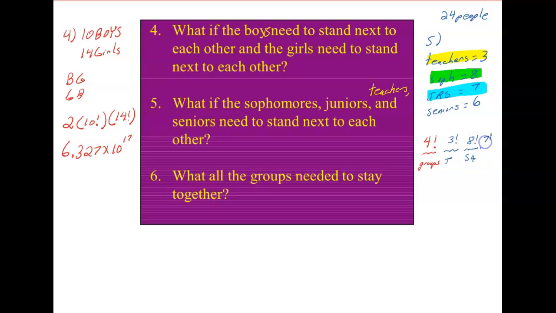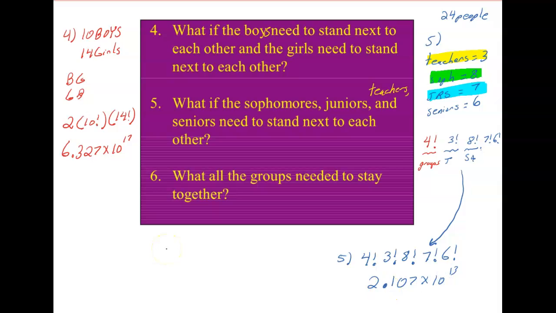The juniors, 7 factorial. And then the seniors, 6 factorial. So I'm going to come down here to make this a little larger. For problem number 5, I'm going to multiply 4 factorial for the groups, 3 factorial for the teachers, 8 factorial for the sophomores, 7 factorial for the juniors, and 6 factorial for the seniors. This is all the ways we could rearrange if each group needs to stand next to each other. Doing this on your calculator, you will get 2.107 times 10 to the 13th.